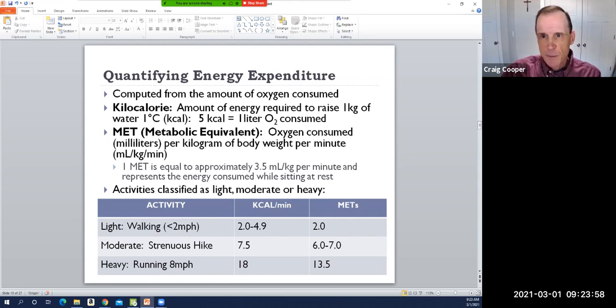And the higher somebody's aerobic capacity, the higher their VO2 max, the more METs they're capable of exercising at or performing at. Here you see some different activities listed, how many calories per minute they would burn, and also how many METs those activities match up with.